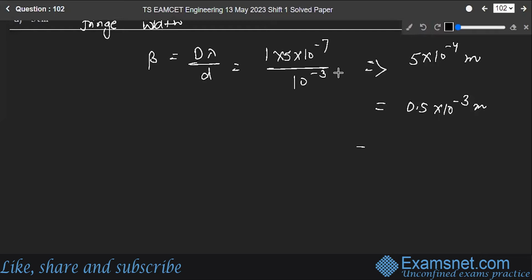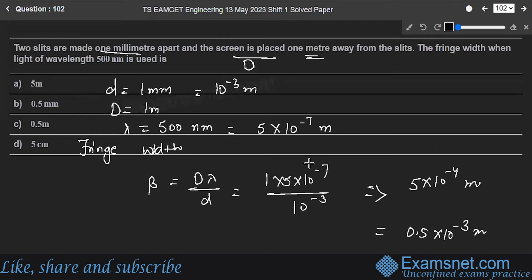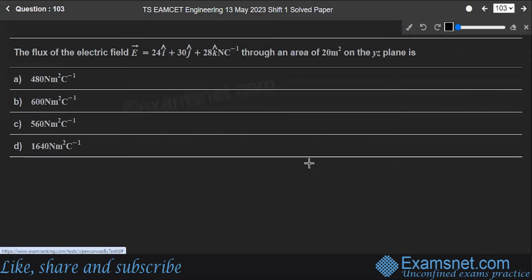This is equal to 0.5 millimeters. So this is the right answer to the question, 0.5 millimeters. You have option B as the correct answer. Hope you got that. Next is question number 103.